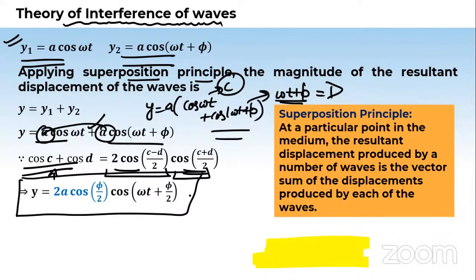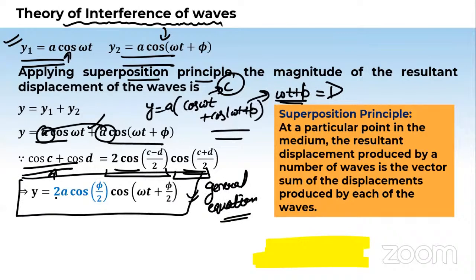So this is the general equation of interference of two waves, which have initial equations a cos omega t, and second is a cos(omega t plus phi). Okay. This is the general equation. Please note it down. If anybody is facing doubt, please reply in the chat box.